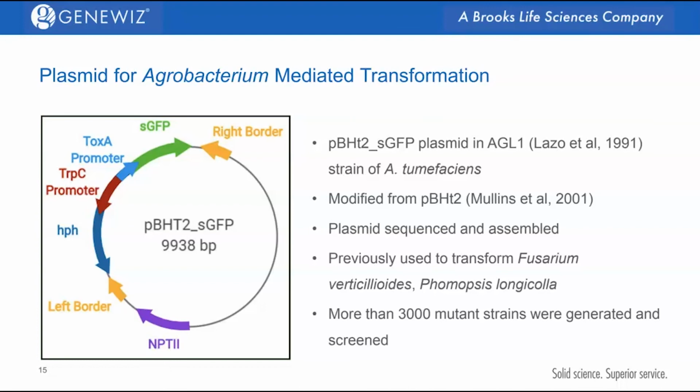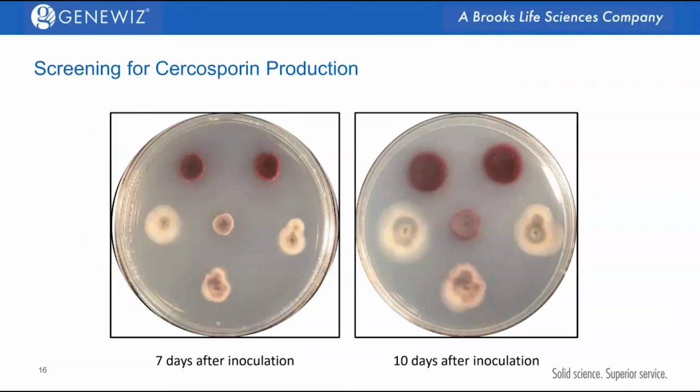So in my screen, I generated more than 3,000 mutant strains of Cercospora zeae-maydis and screened for cercosporin production. Just like I showed you previously, cercosporin turns red when it's exposed to light and you inoculate Cercospora on PDA. So that's how my screening was done. On the left, you can see the colonies 7 days after inoculation, and on the right, the colonies 10 days after inoculation.